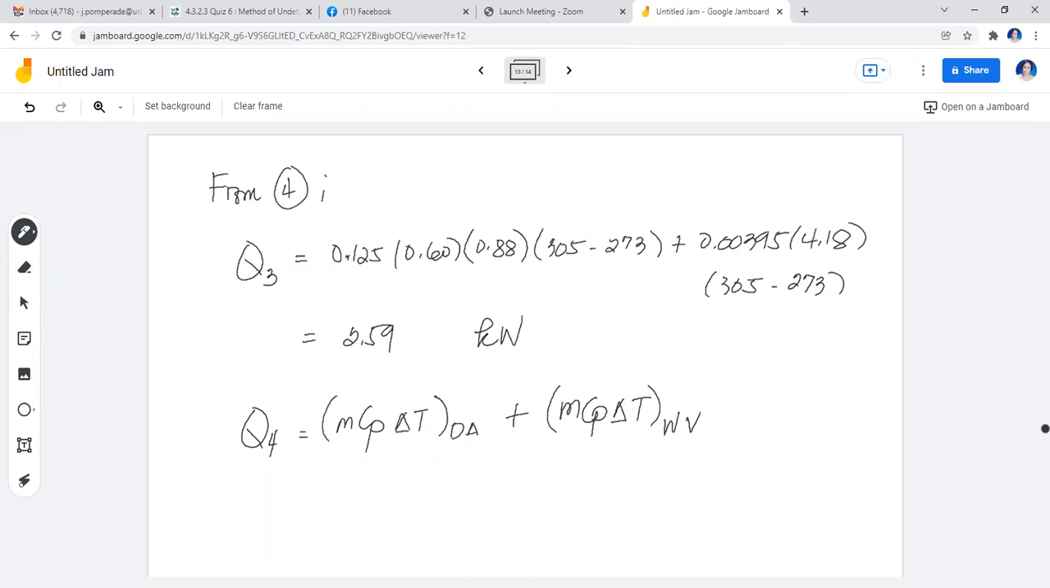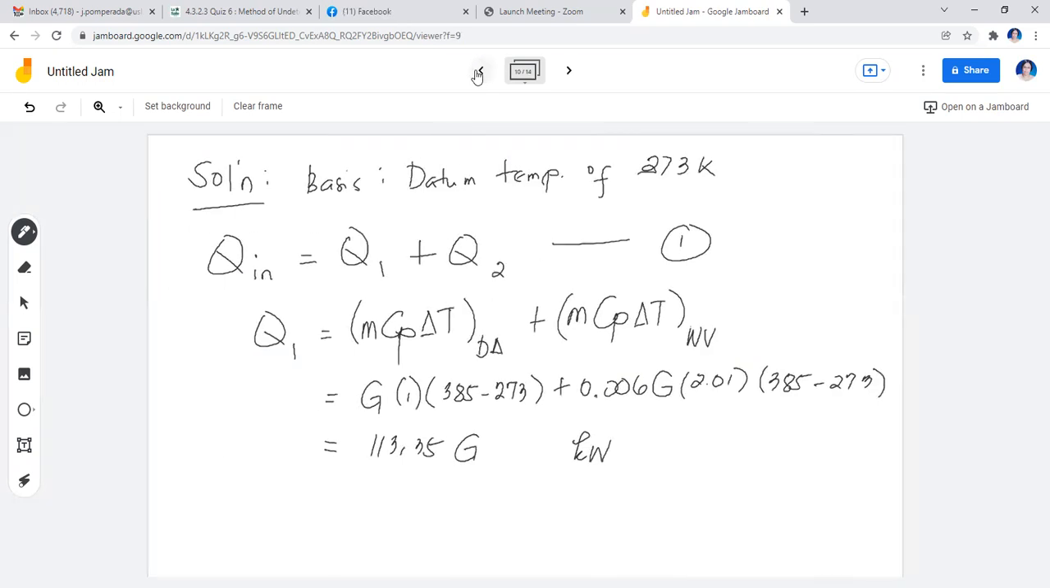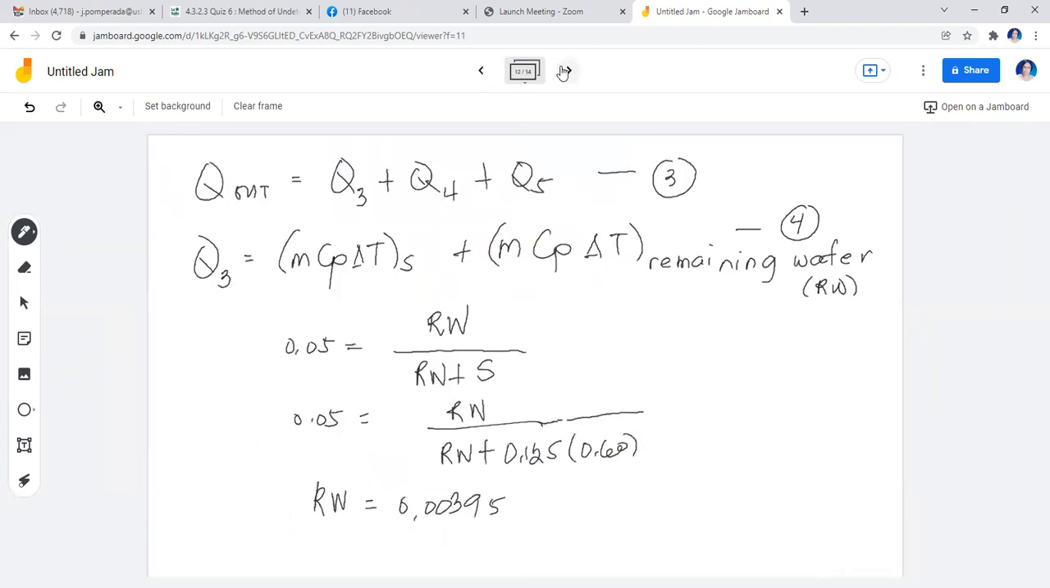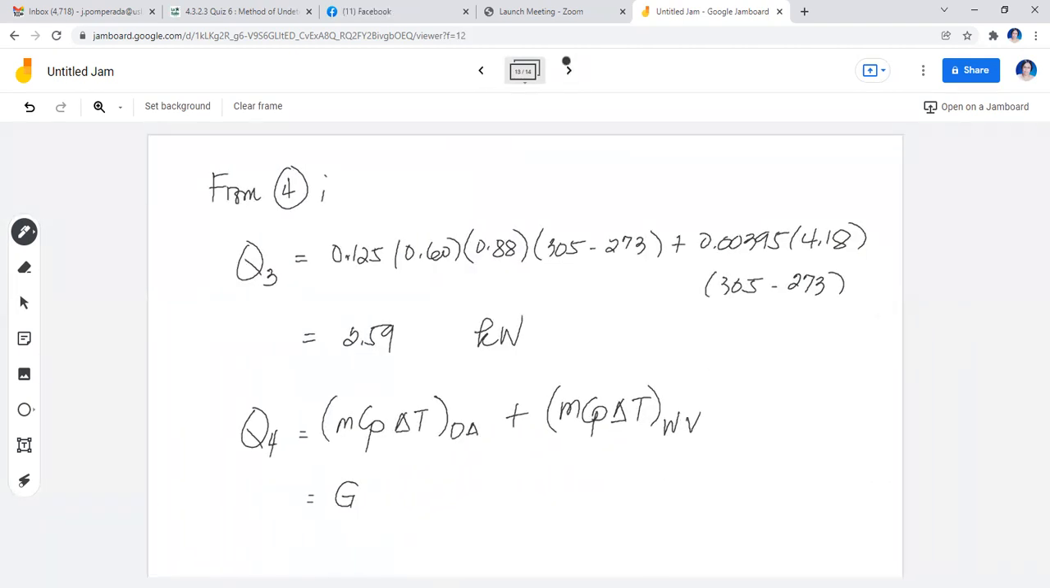What is our dry air? So our dry air has a mass of, we do not know, this is G. A Cp of, what's the Cp of our dry air? 1. So this is 1. This time your temperature is lowered to 310. So we'll place here 310 minus 273. Right?